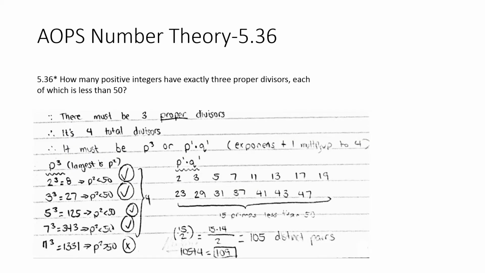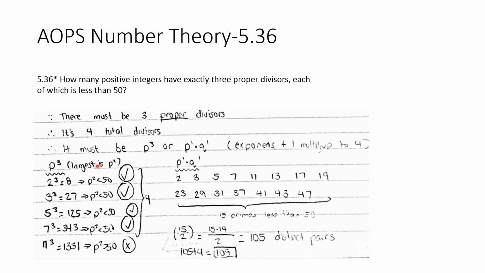AOPS number 5.36. How many positive integers have exactly 3 proper divisors, each of which is less than 50? Since there are 3 proper divisors, that means it's a total of 4 divisors, because proper divisors don't include itself. So it must be p to the power of 3, or p to the power of 1 times q to the power of 1, because the exponents plus 1 multiply up to 4.